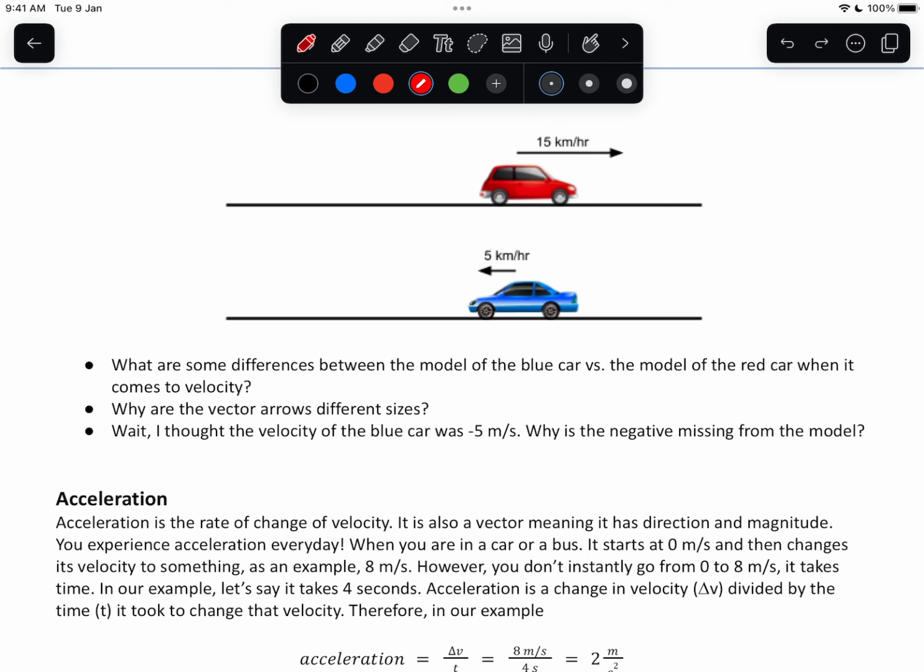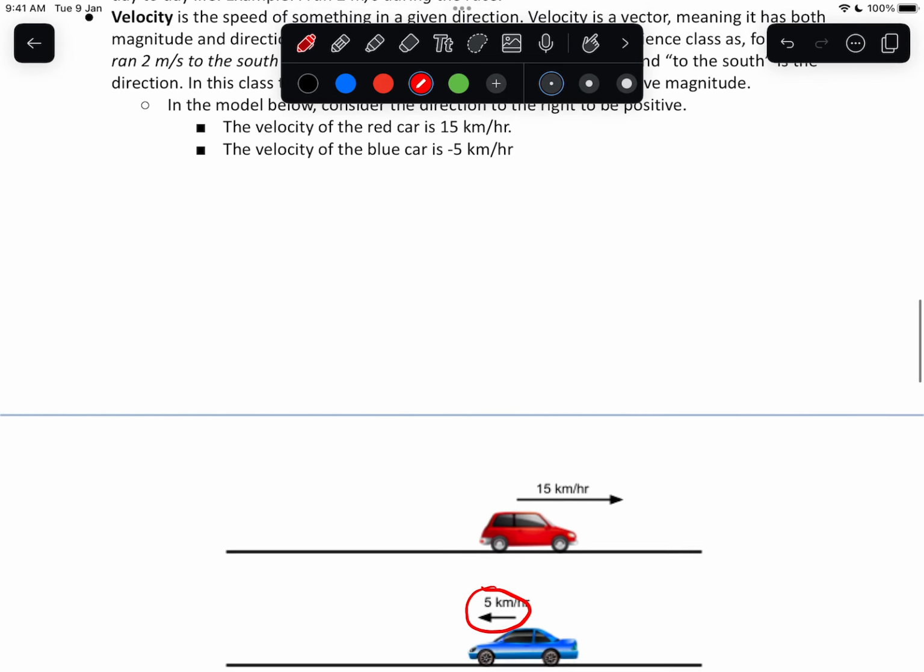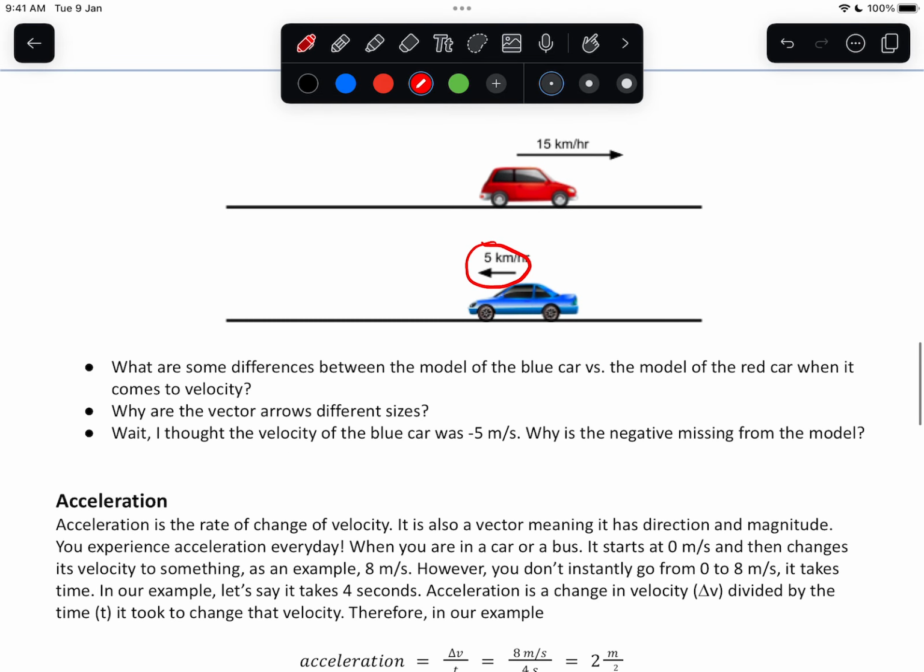What else? Ooh, this one's pointed to the left. And up here, it says it has -5 kilometers per hour. So this direction to the left must be our negative direction, and this direction to our right is going to be the positive direction. I'll keep that there. The vector arrows are different sizes because they're different magnitudes.